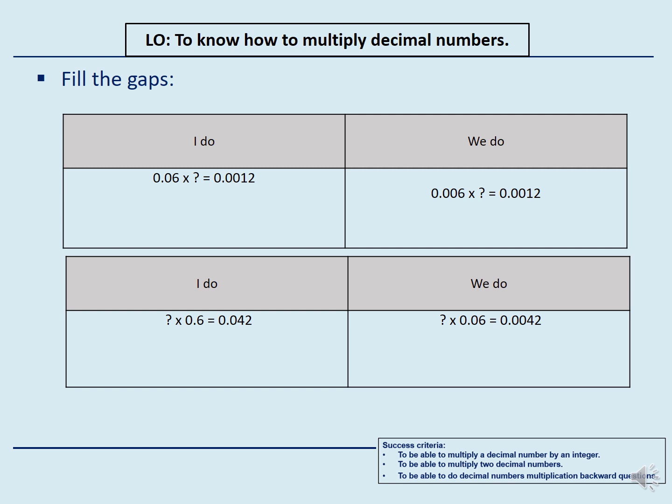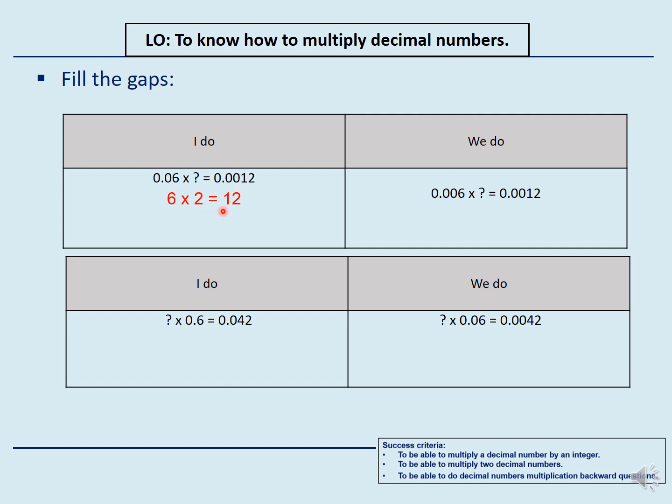Now let's look at these backward questions. The question is asking me to fill the gaps. The first step was to remove the decimal point. If I remove the decimal point in the first number, I get 6. If I remove the decimal point in the second number, I get 12. So what was that number? If I times 6 by something, I get 12. It was 2. So 6 times 2 was 12.